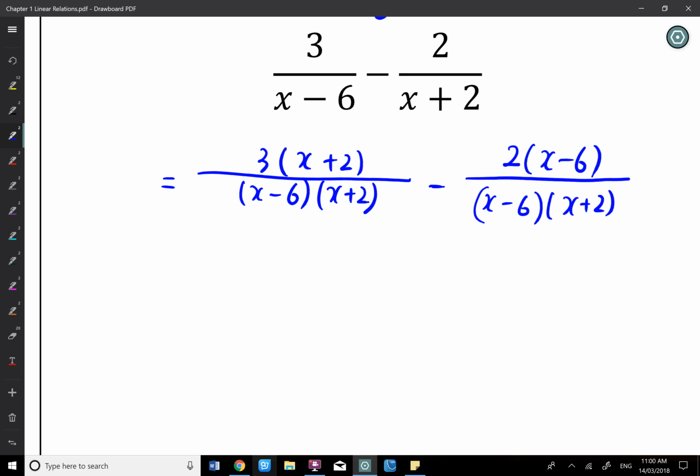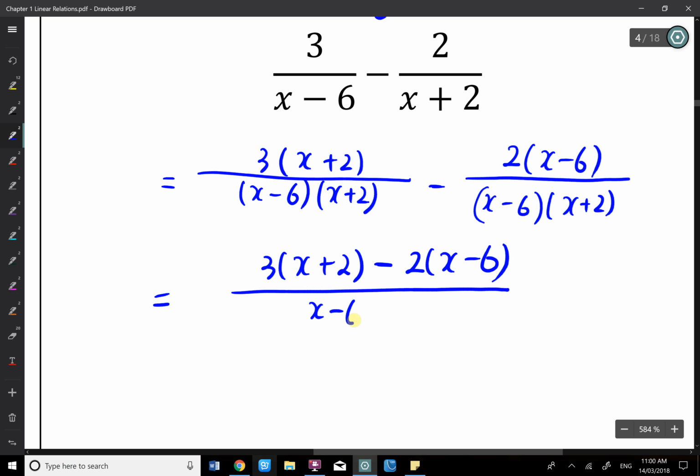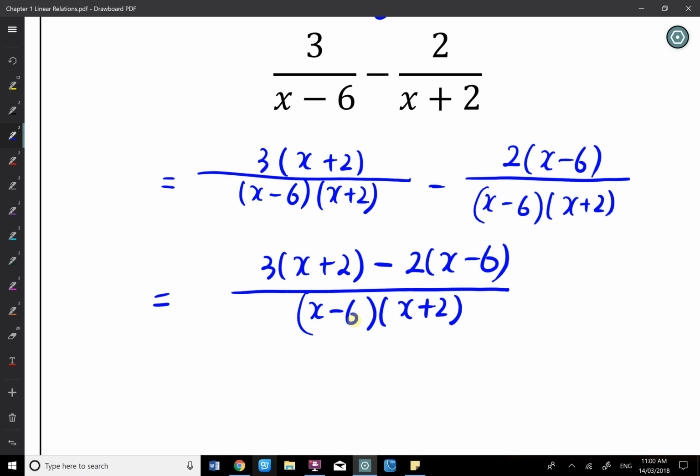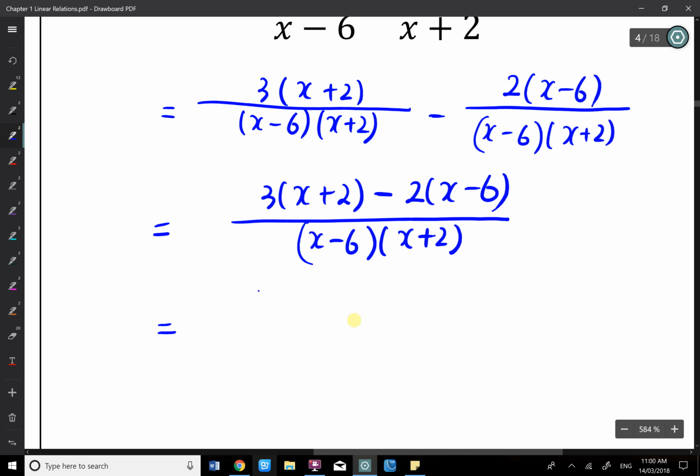Okay, I will combine the numerators first before I expand the bracket. That's what I will do. When you do the questions, do this the same way. Do not expand it first. Put it together as one fraction and then expand. So when I expand that, I will have 3x plus 6 minus 2x, and then here is a plus 12.